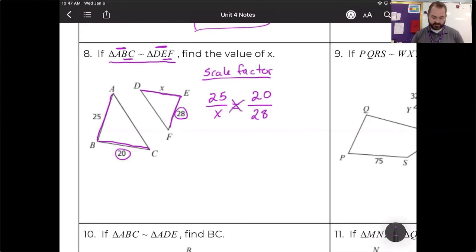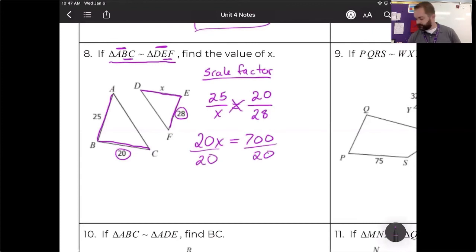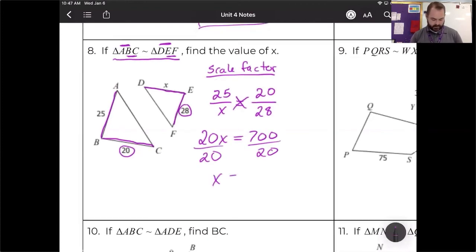So we can cross multiply now. 20x for one side, and then 700 for the other side. And then we divide by 20. And 700 divided by 20 is 35. So that's the missing value for that problem.